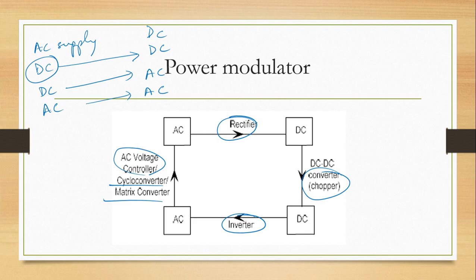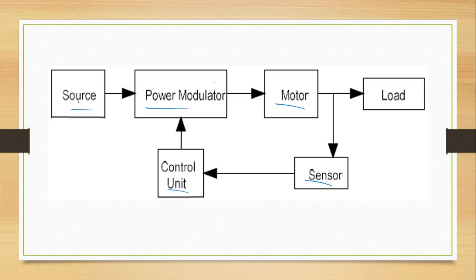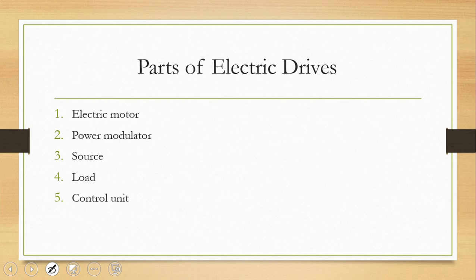We saw that a power modulator is usually placed between the supply and the motor. You can go through this block diagram. Your power modulator is connected between the supply and the motor, and it can be any kind of converter circuit. The next element that you have is the source. The commonly used source is the single phase or three phase supply available in India, where the frequency of supply is 50 Hertz. In other countries the frequency can vary. The load requirement is not actually a part of the electric drive, but according to our application, that is our load.